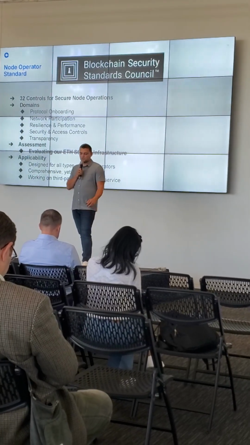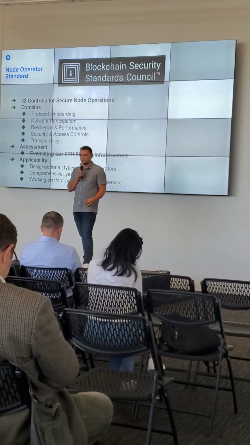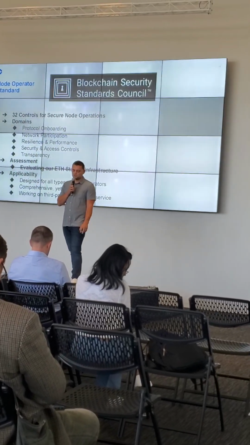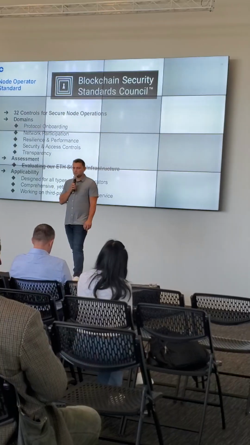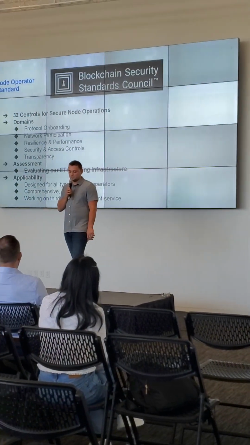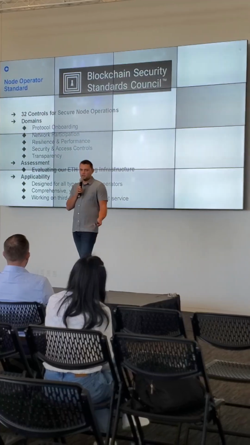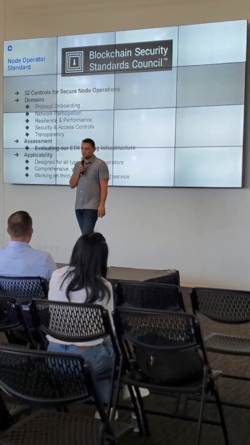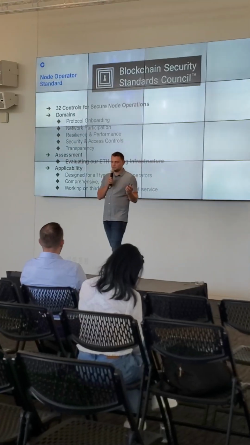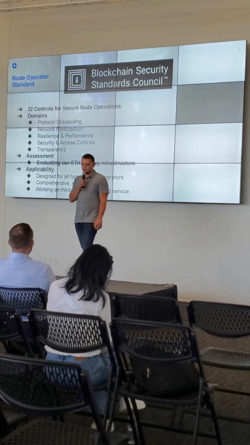Security and access controls, that's a lot of the stuff we just talked about, ensuring that access to your environment is possible in an emergency, but still restricting it so that unauthorized parties cannot easily infiltrate it. The final domain is transparency. How do we behave as an ethical actor within the network and ensure that we are doing our part to promote the health and longevity of any of the networks that we're supporting?